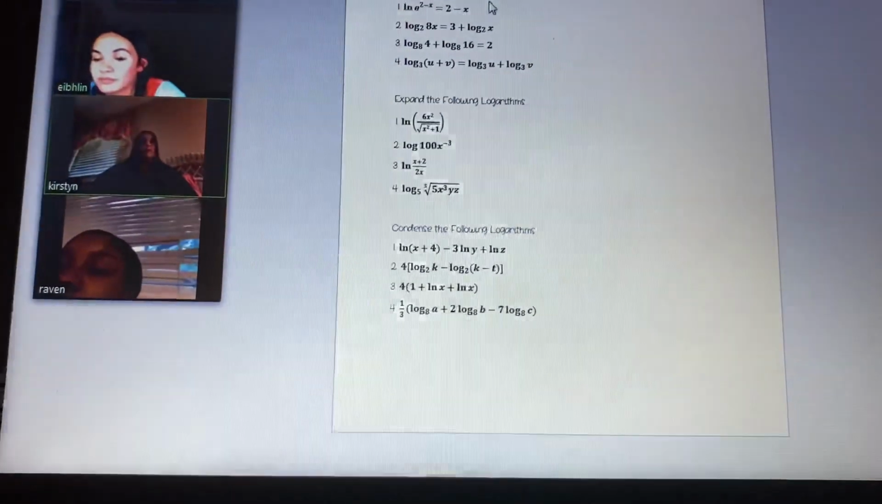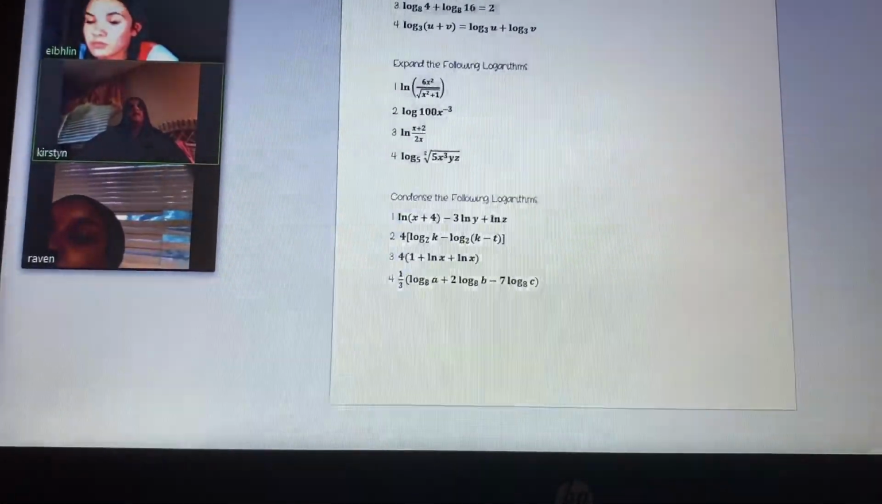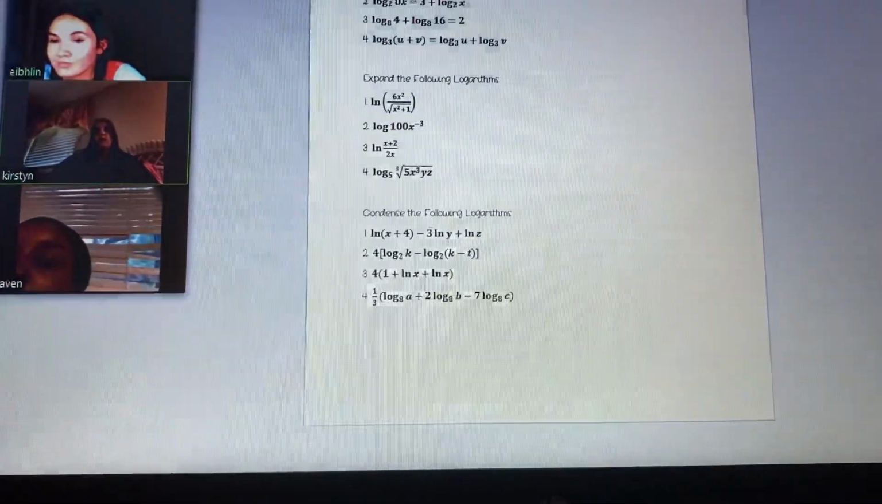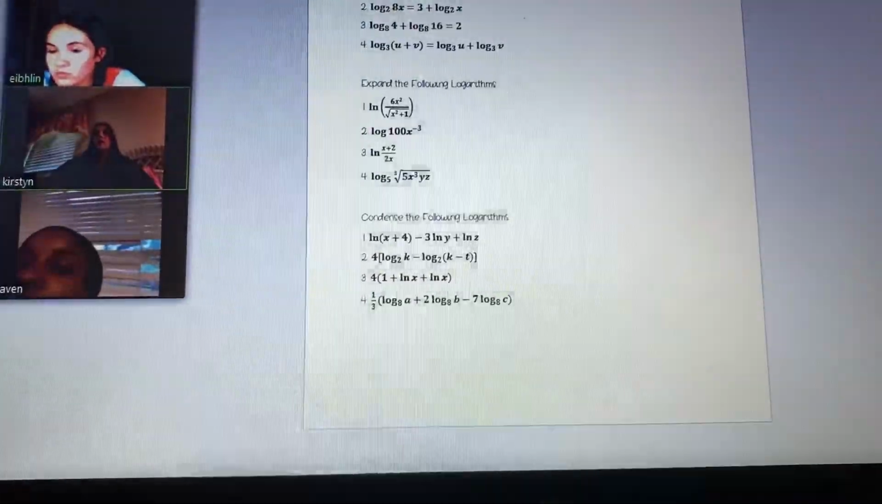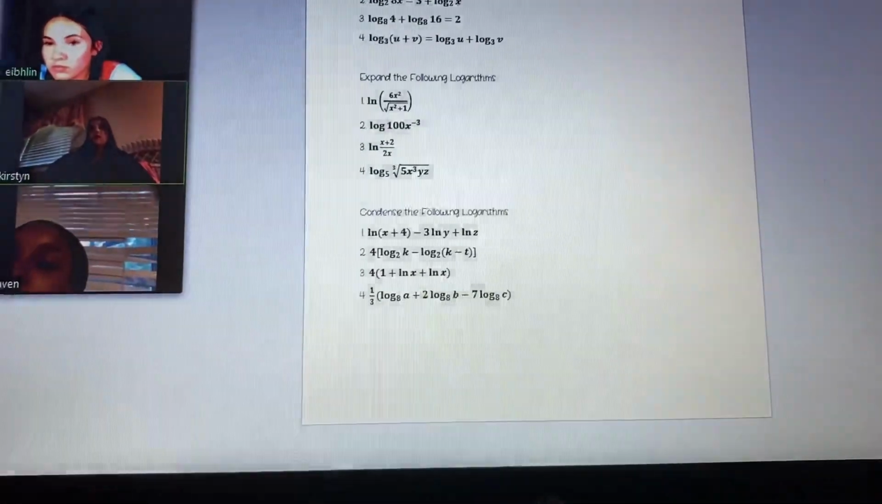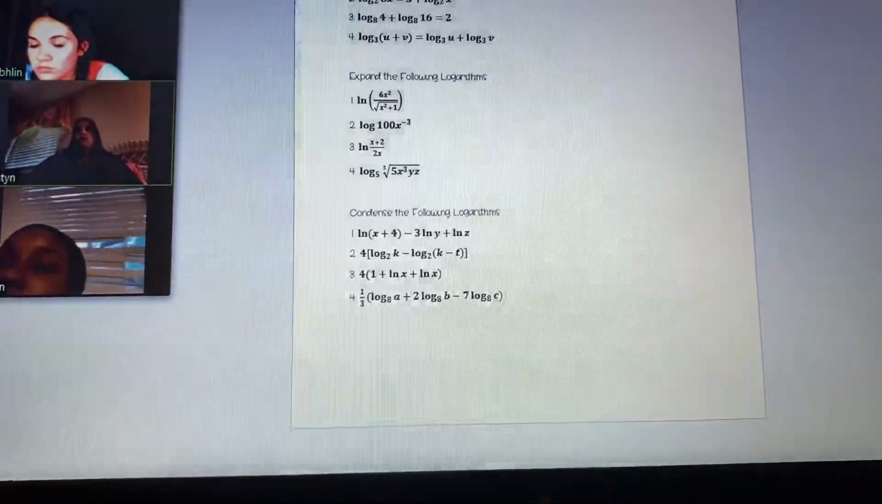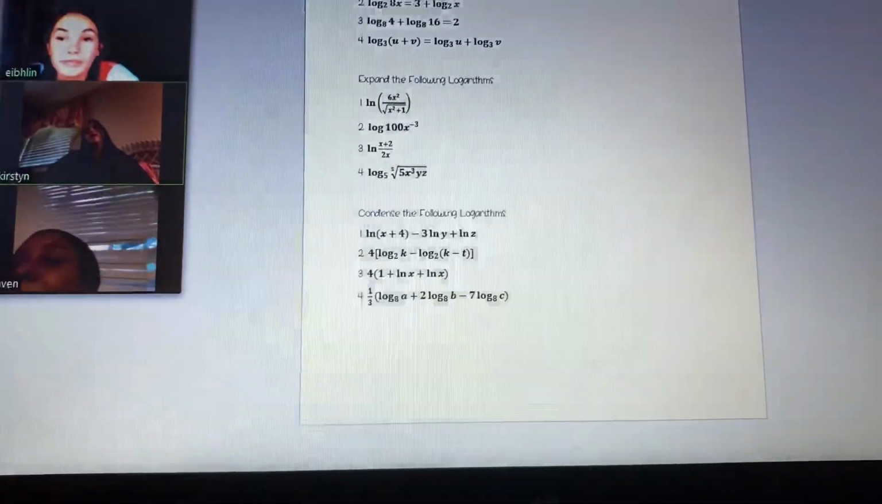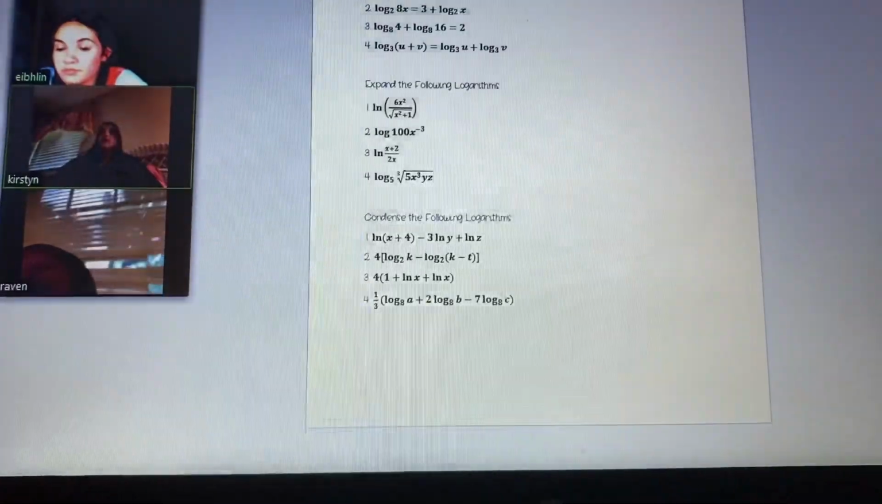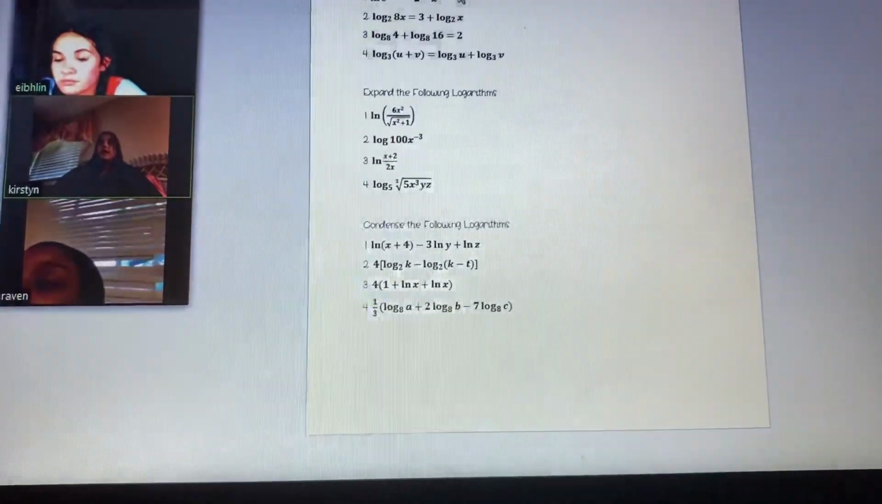Yeah, so mine is pretty simple if you don't overthink it. So you would just multiply it out. So 4 times 1 is 4, and then you would multiply the 4 and then ln x, and that's 4 ln x. And then same with the next one. And so you add the common factors to make sure it's simplified. You get 4 plus 8 ln x.